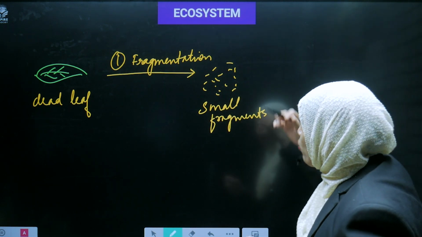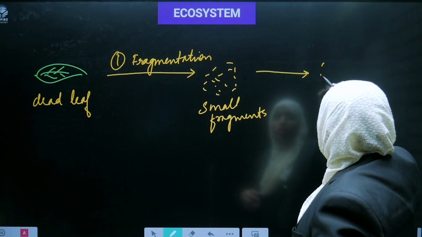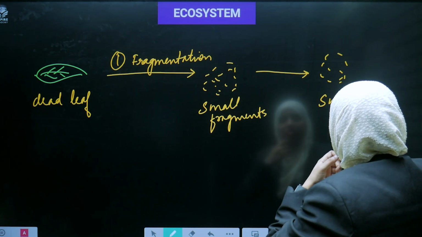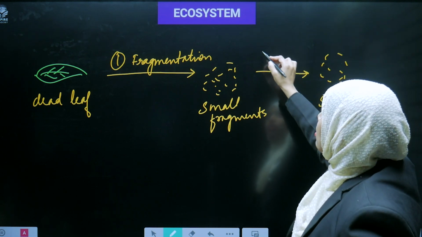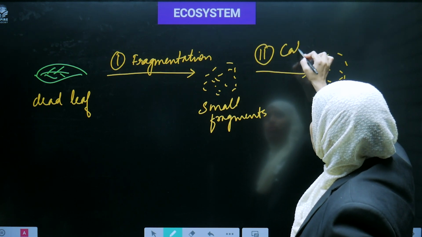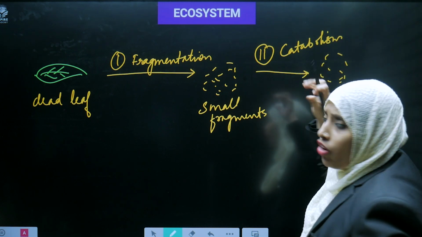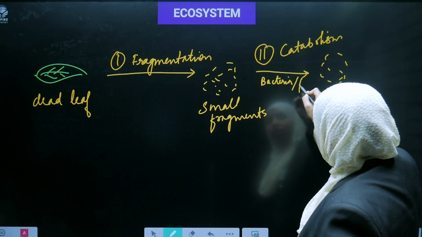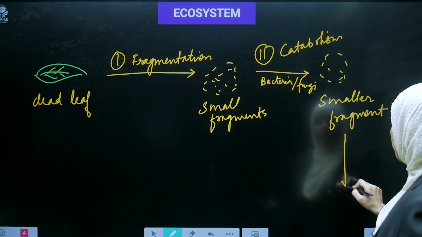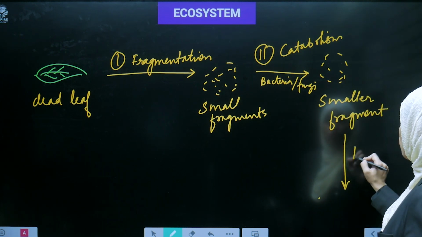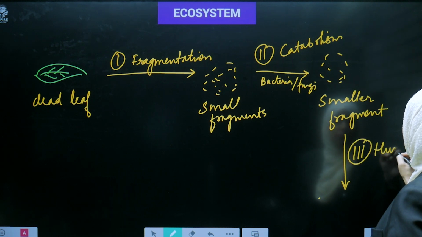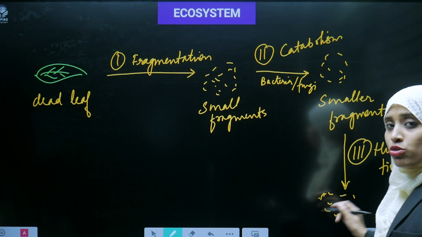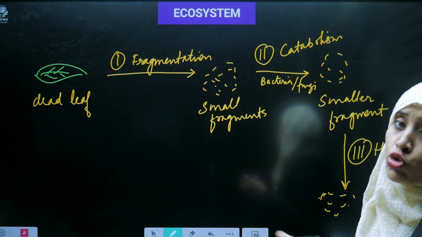These small fragments will be converted into even smaller fragments. How? Here is another step, that is catabolism. Catabolism will happen, and the main function here belongs to bacteria and fungi. Finally, the small fragments will again be converted to humus. So the step here is humification. It will be converted into humus, which is dark, amorphous, and resistant to microbial action.